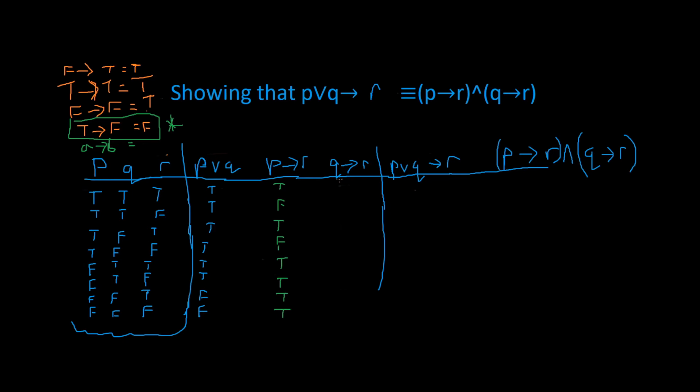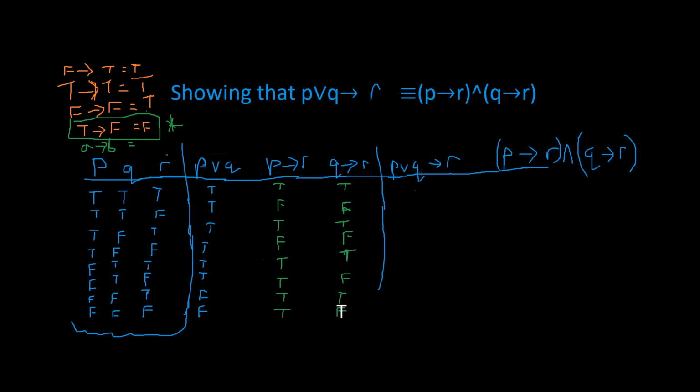So we have Q implies R. So we're going to look at this. True to true is going to give us true. True to false gives us false. False to true, that gives us true. False to false, that gives us false. True to true gives us true. True to false, that gives us false. False to true, that gives us true. And then false to false gives us false.